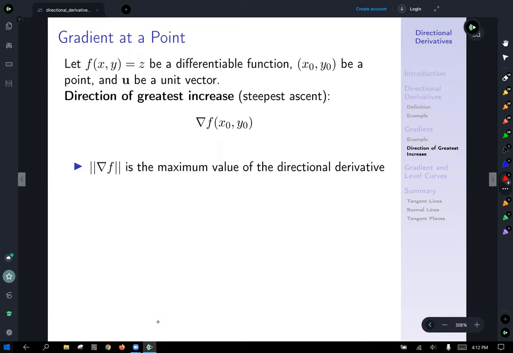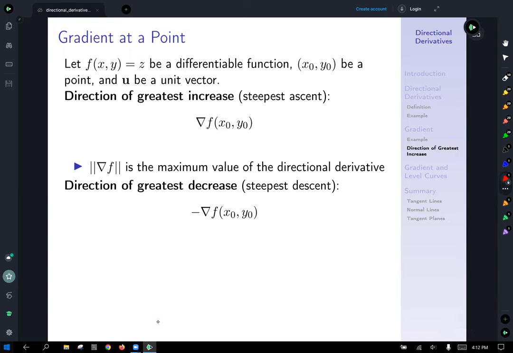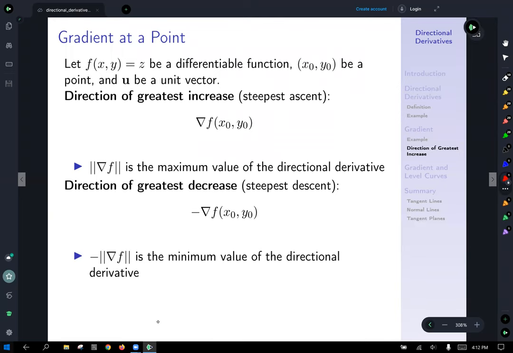So what is the actual maximum value of the directional derivative? At any point, it's going to be the magnitude of the gradient. So if the greatest increase is in the direction of the gradient, then the direction of the greatest decrease, or the steepest descent, the fastest downhill, is going to be the opposite direction, negative the gradient evaluated at that point. And then the directional derivative is going to be minimized at negative the magnitude of our gradient.